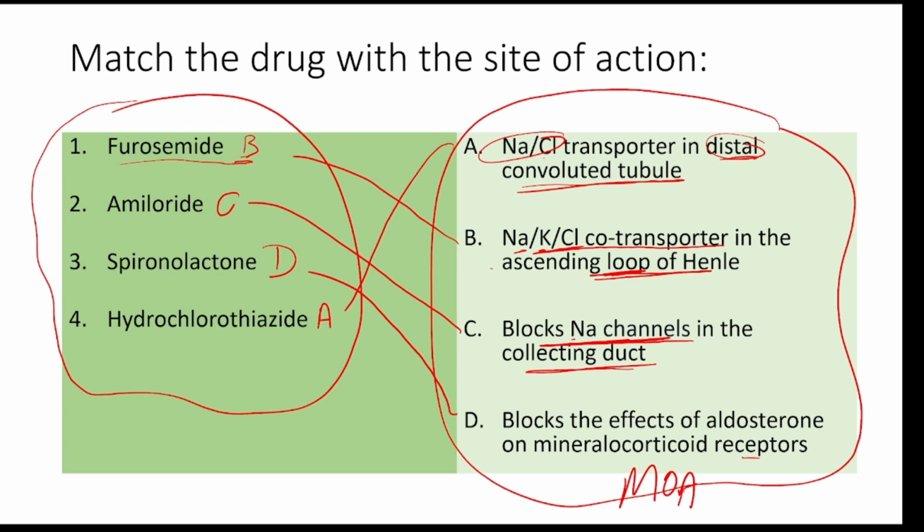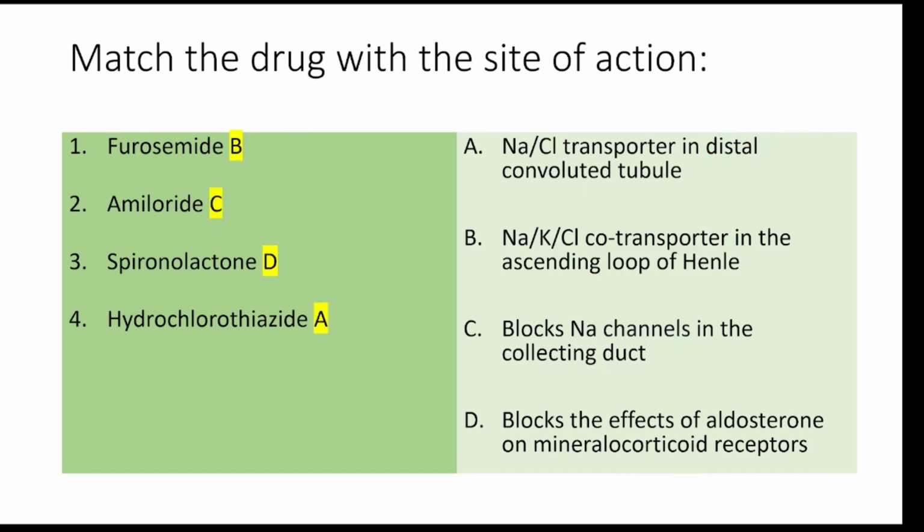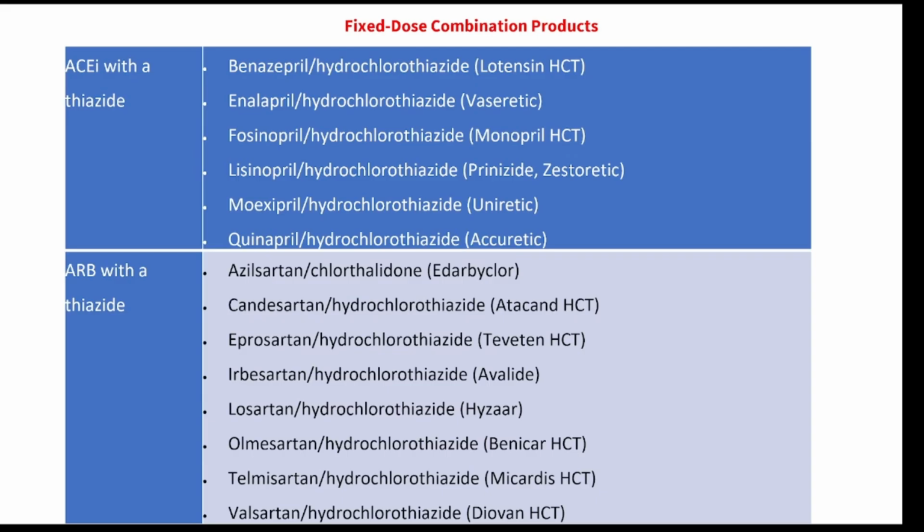This is a match the drug of action with the site of action on the nephron in the kidneys. You can see here the correct answer: furosemide, amiloride, spironolactone, hydrochlorothiazide. The purpose of this slide is to show the diuretic plus other medication.